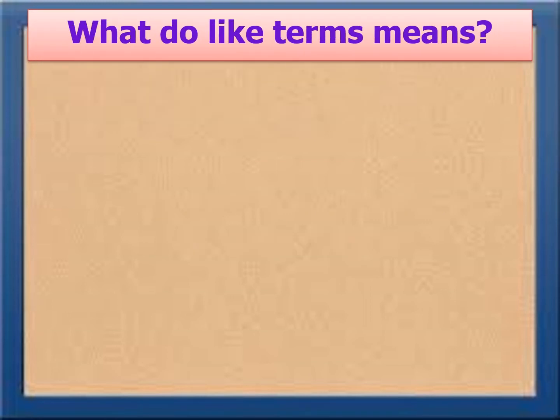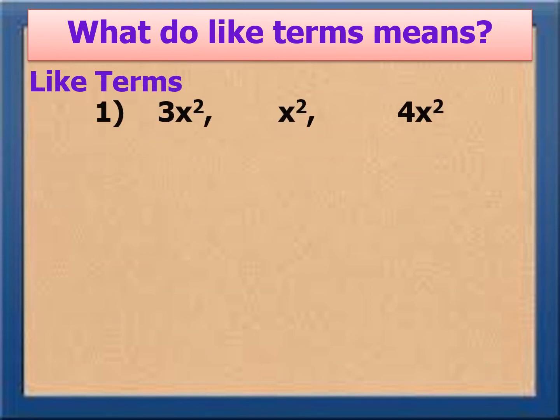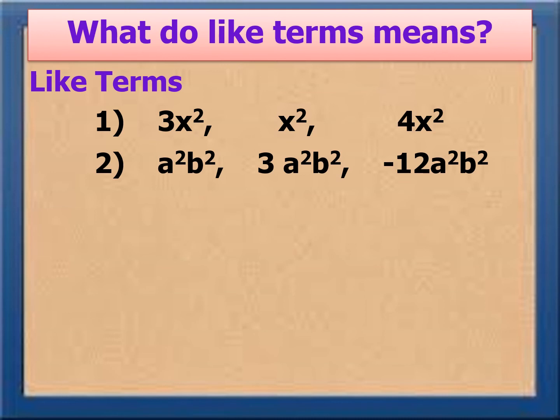Okay, so what do like terms mean? So what does it mean? First, like terms. So look at this one. So 3x squared, 4x squared. Another one is a squared b squared, 3a squared b squared, negative 12a squared b squared. So looking at the examples, how are you going to define like terms? So you're correct if you're going to tell me that if we have like terms, our variables are the same and also they have the same exponents.